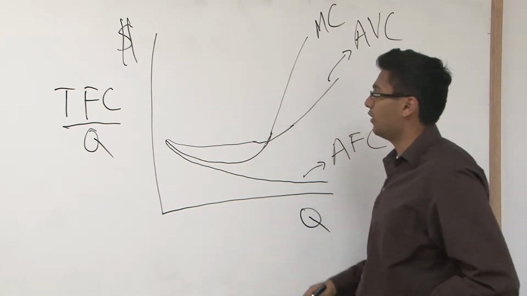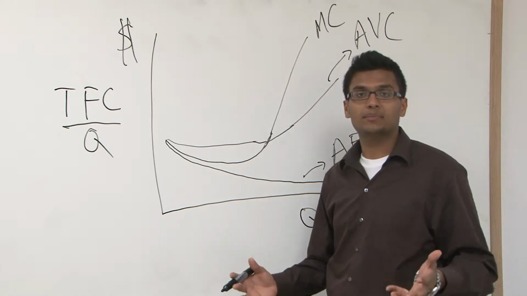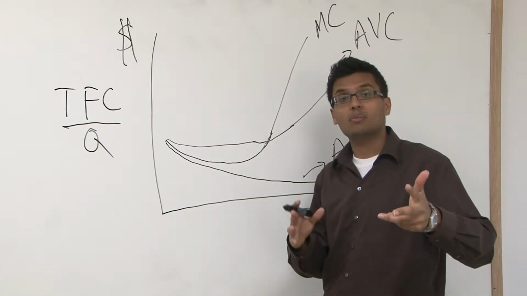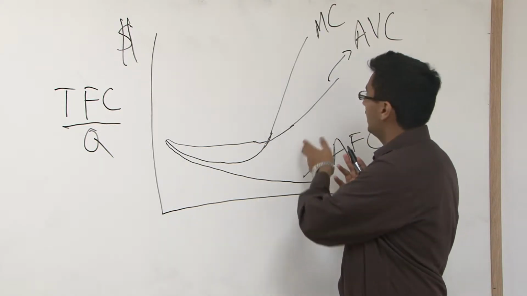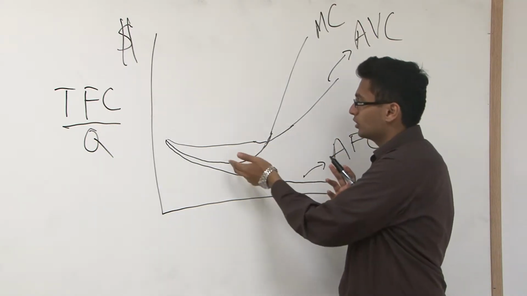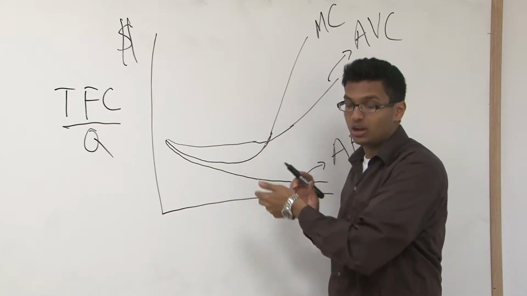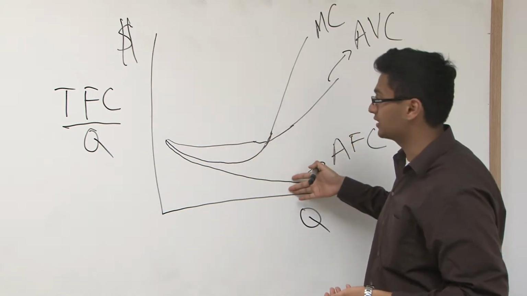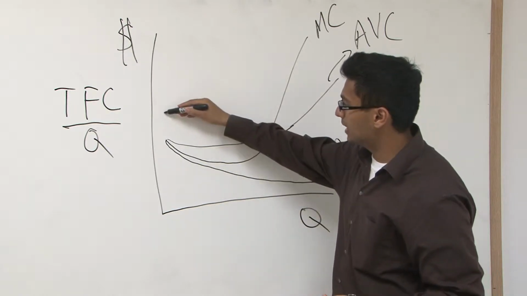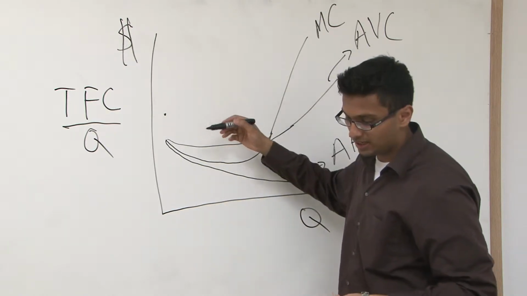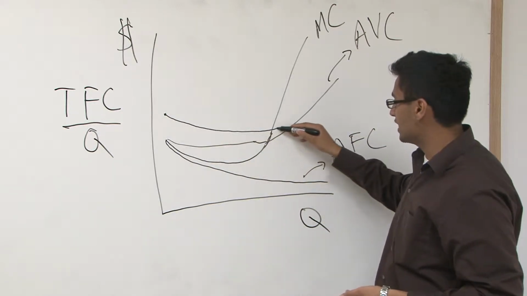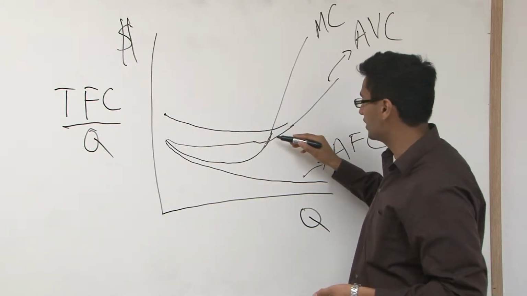Same with ATC. Now ATC, obviously, when you have total cost, it has two components, right? It has fixed cost and it has variable cost. So your ATC is going to be on top of AVC, because it includes both variable cost and fixed cost. So it kind of comes in here, right? But the thing about ATC you have to understand is, again, it intersects MC at its minimum point right over here.